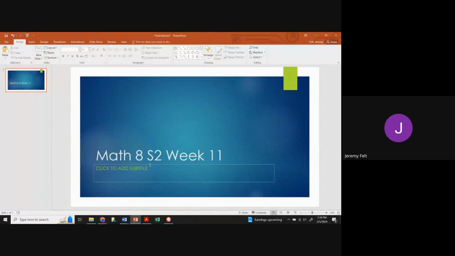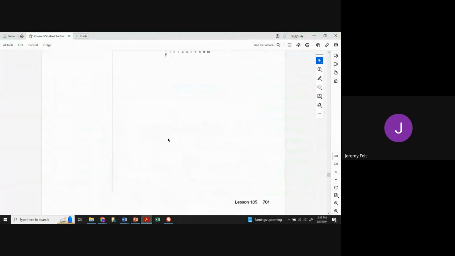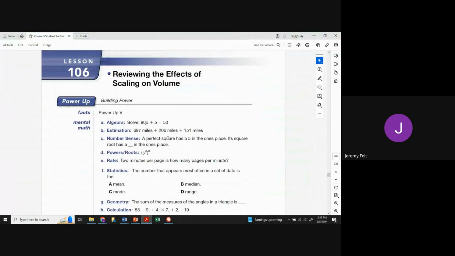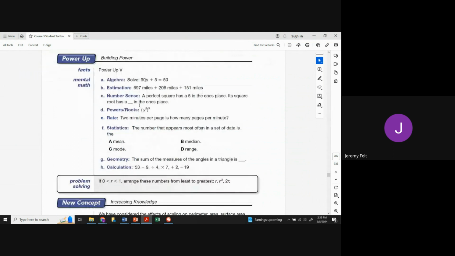Welcome, guys. We're on week 11, and two lessons we're looking at are lesson 106 and 107. So, lesson 106, we're reviewing the effects of scaling on volume. And we talked about scale factors in relation to perimeter, area, surface areas, and volume as well.